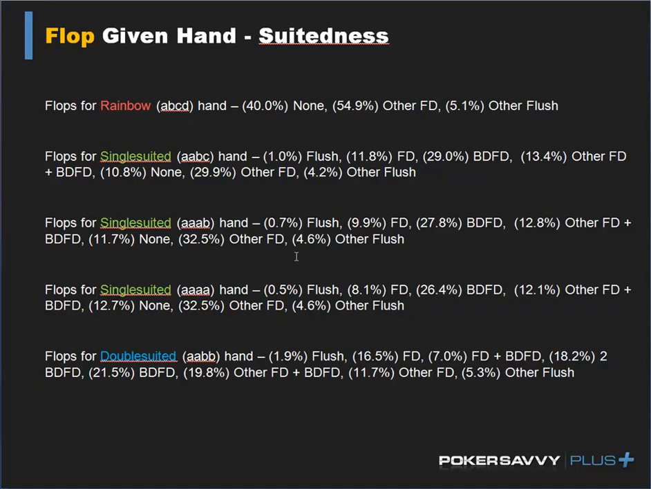So anyway, flops for a single suited A, B, C hand. Here's when you have a hand that has exactly two of one suit. You've got about a 1% chance of flopping a flush, about a 12% chance of flopping a flush draw, and of those, about 10% are on unpaired boards. Roughly 1/6 of all boards are paired, so roughly 1/6 of the time that you flop a flush draw, it'll be on a paired board. The remaining 10% or so are times that you flop a flush draw on an unpaired board.